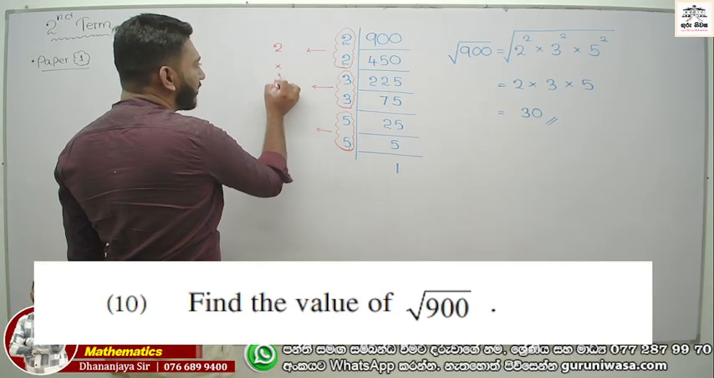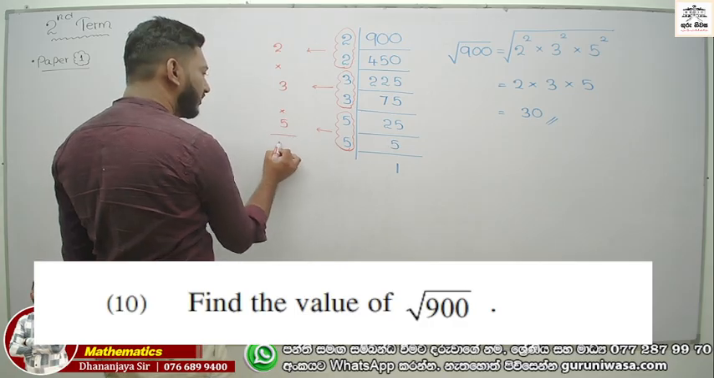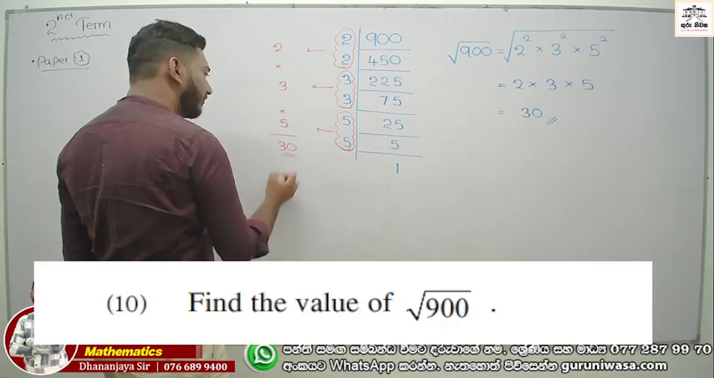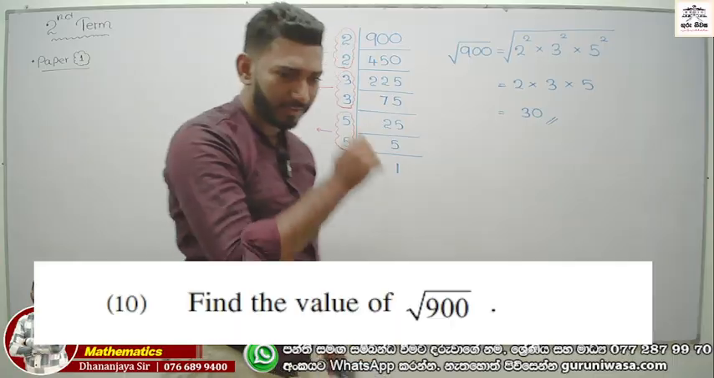2 multiply by 3 multiply by 5. Then the answer is 30. Understood? Yeah, okay.